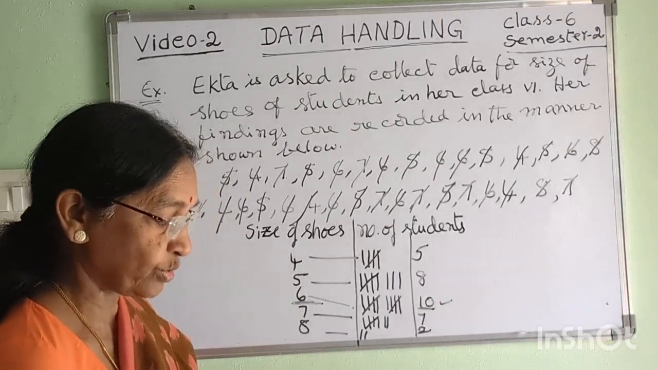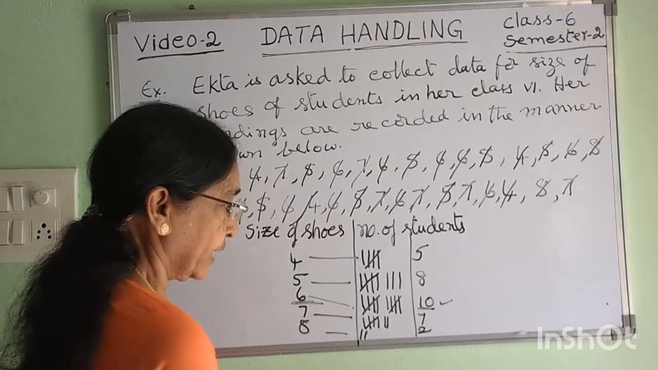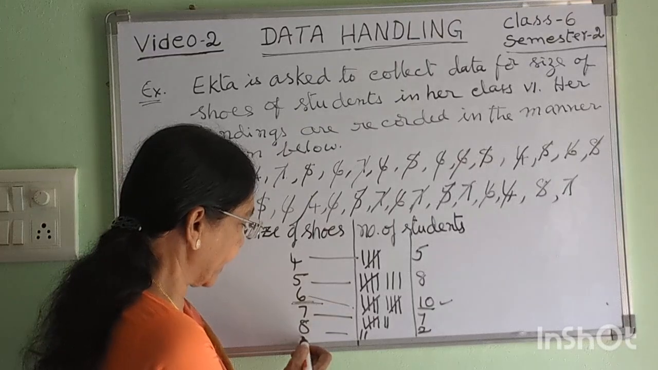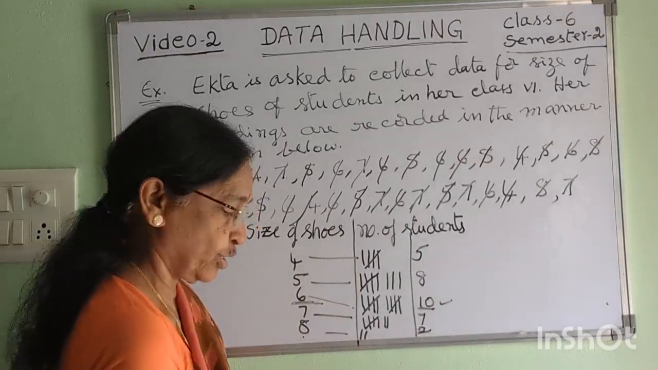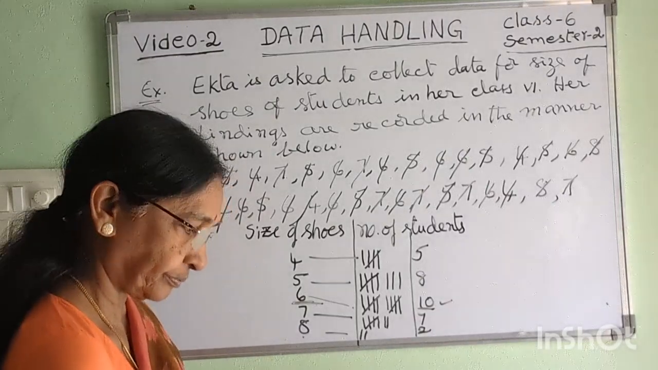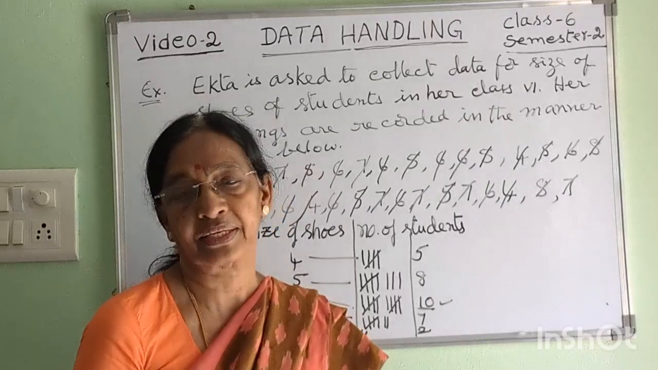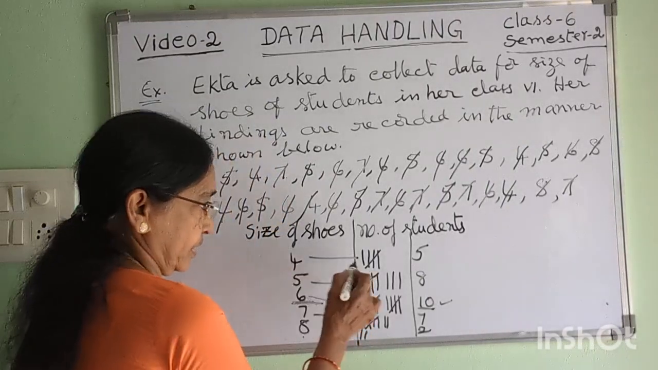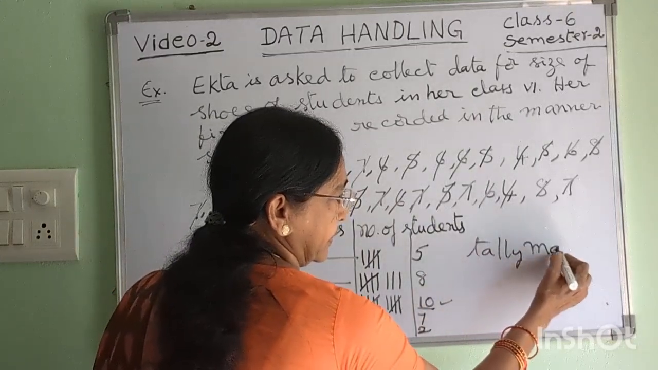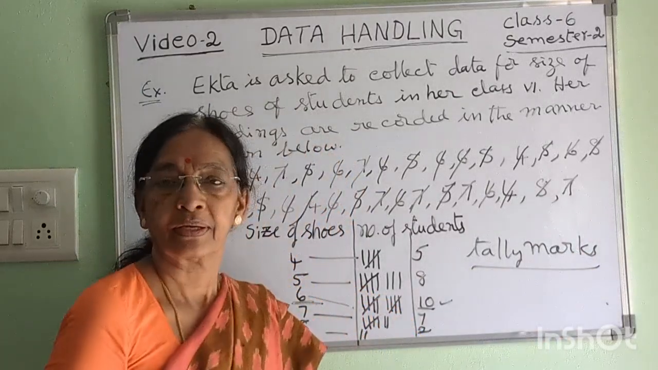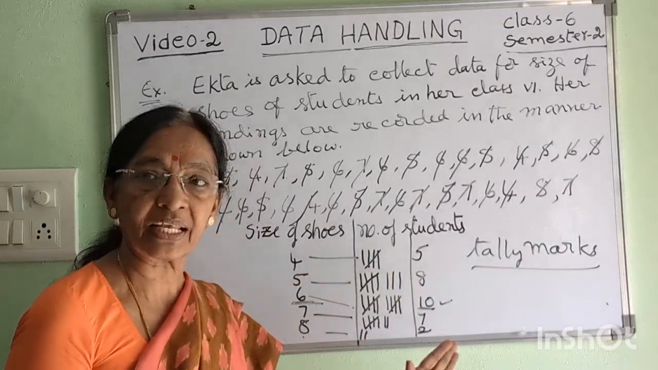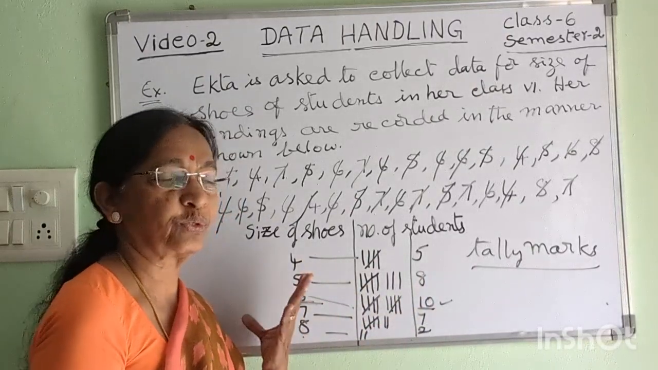Second question, the size of shoes worn by the minimum number of students. Here 2 is minimum. So the size 8 is worn by the minimum number of students. So thus we can get the number of students wearing the different sizes. These marks are called tally marks. If we tabulate the information like this, we can easily tell which size, how many are using.